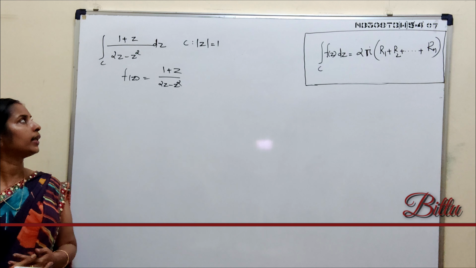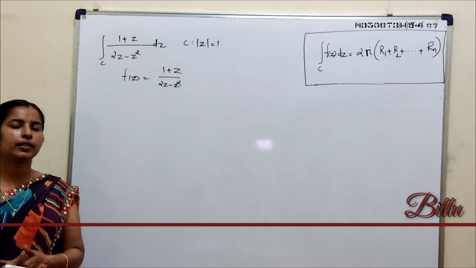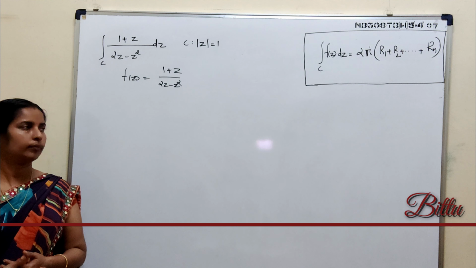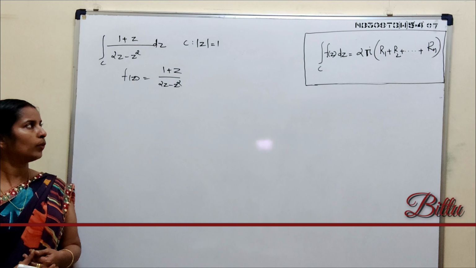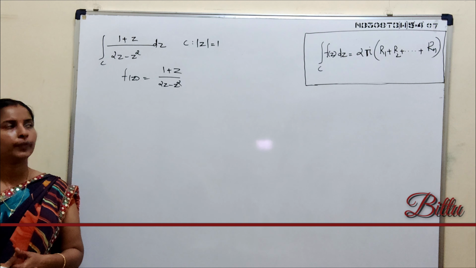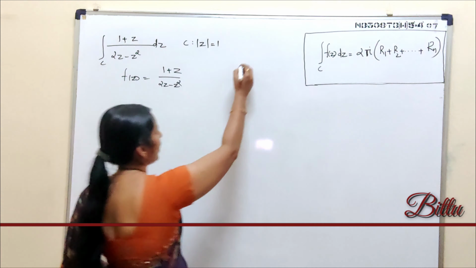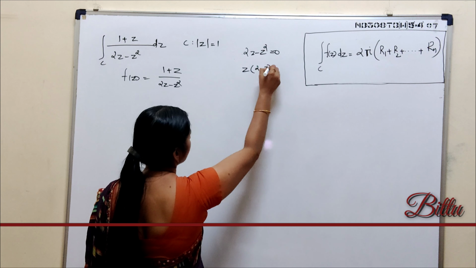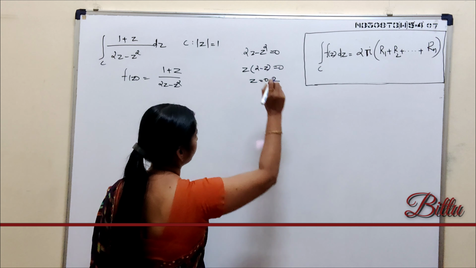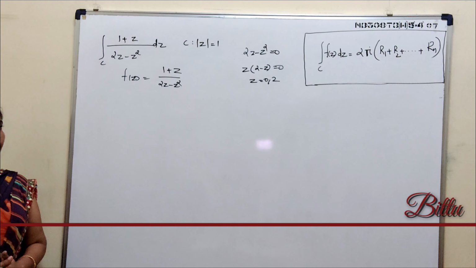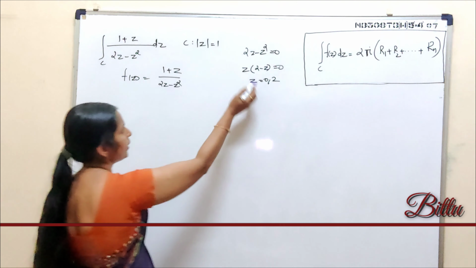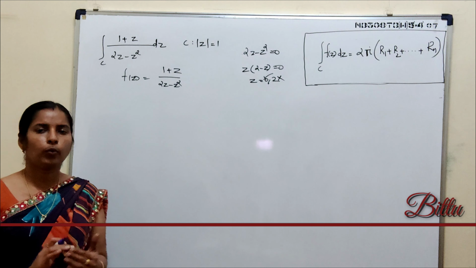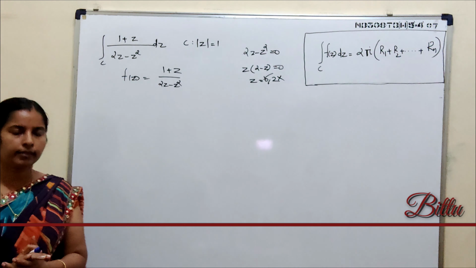Next we have to evaluate the integral of (1 plus z) by (2z minus z square) dz along the circle mod z equal to 1. You take f(z) as (1 plus z) by (2z minus z square). You find its singularities by solving this equation, that is z into (2 minus z) equal to 0. So z equal to 0 and 2. So it has two poles, 0 and 2. Clearly 0 is inside the circle and 2 is outside the circle. So here only one pole is within C.